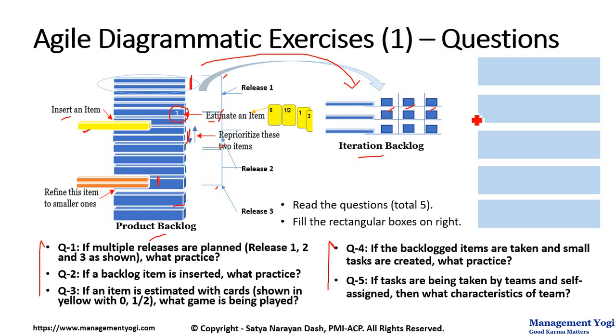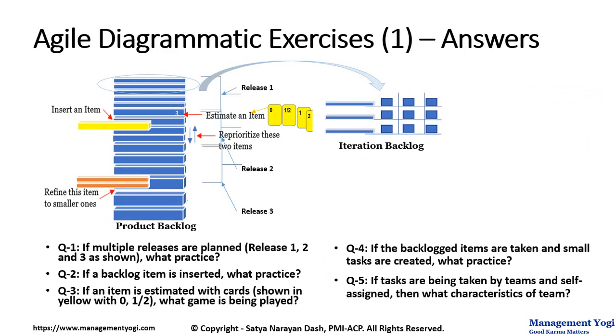Alright, I believe you have tried. Let us see the answer. So first question, let us go through. If multiple releases are planned, release 1, release 2, release 3, these are many releases, what this will be called as, or what practice this is? This is release planning, and that will be our answer. So answer 1 is release planning.